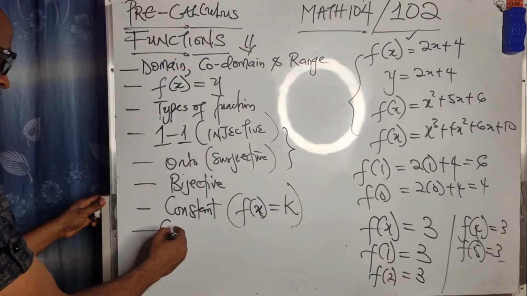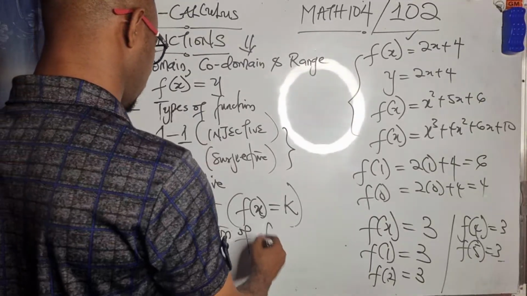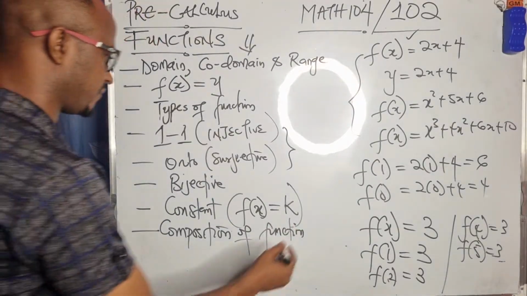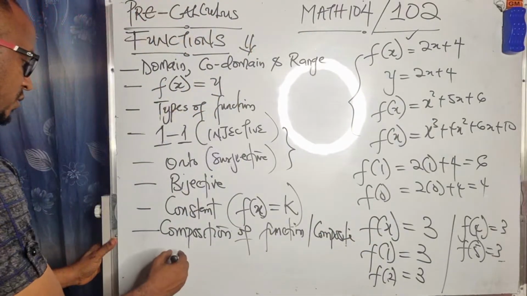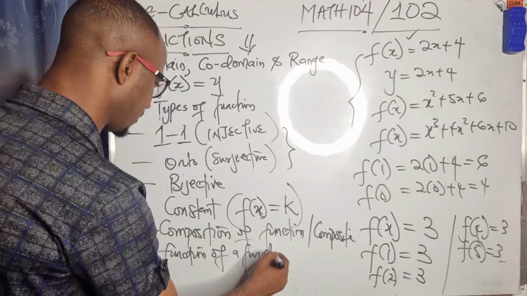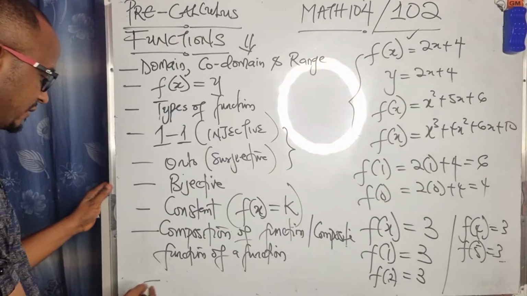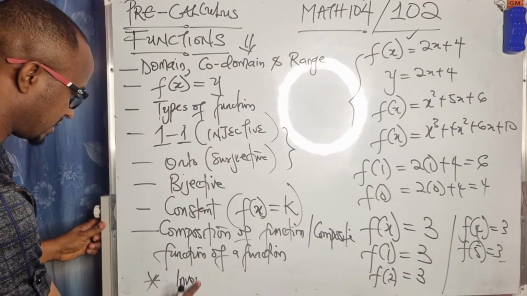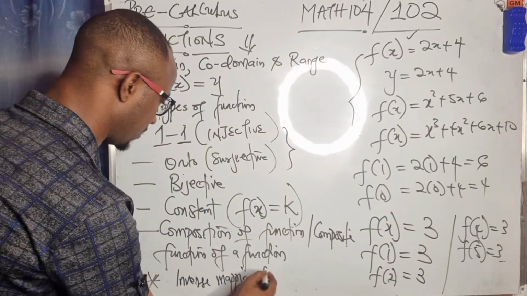Then we talked about the composition of function, which we also call composite mapping function. This is also called function of a function. Then we probably have what we call the inverse mapping function.